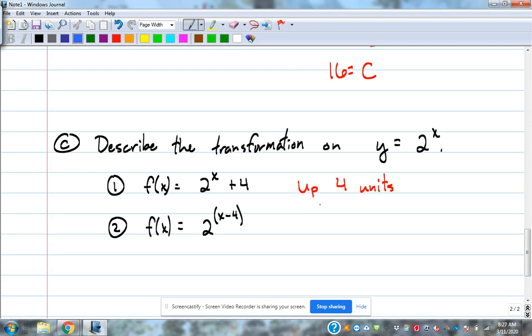Right or left? Right. 4 units. Anything that happens on the outside is vertical. That's where the plus 4 over here is. Inside is with the x. That's a horizontal move. Minus is to the right, plus is to the left.